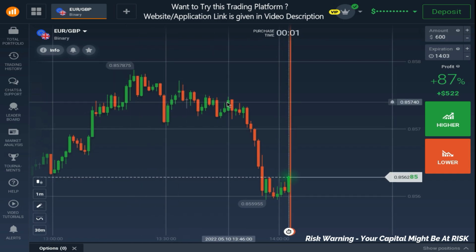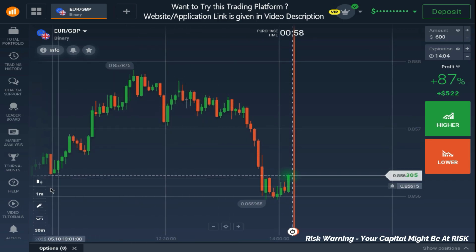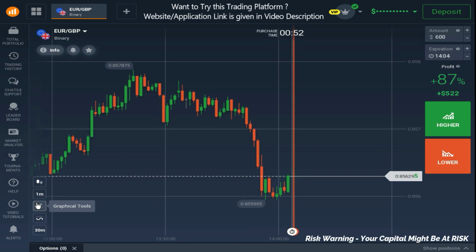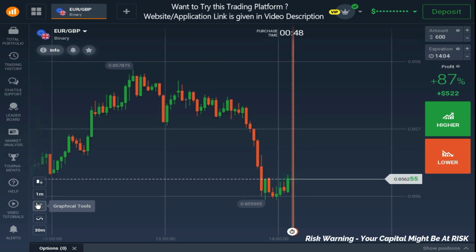The resistance trend line was working. The support trend line was breaking at every point, meaning that the volume was missing, but still the market wants to fall down. And that's why I took 3 trades using the same setup, the same story.